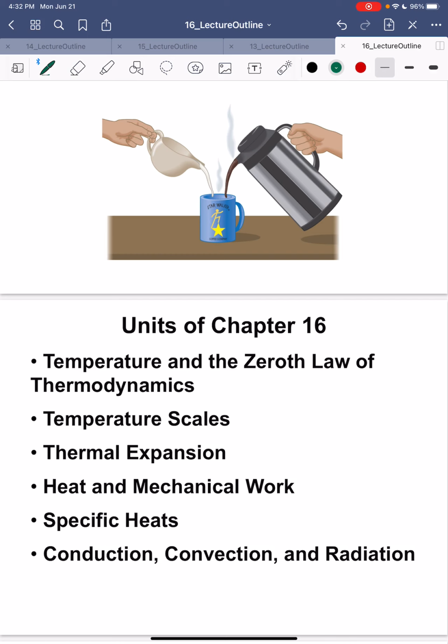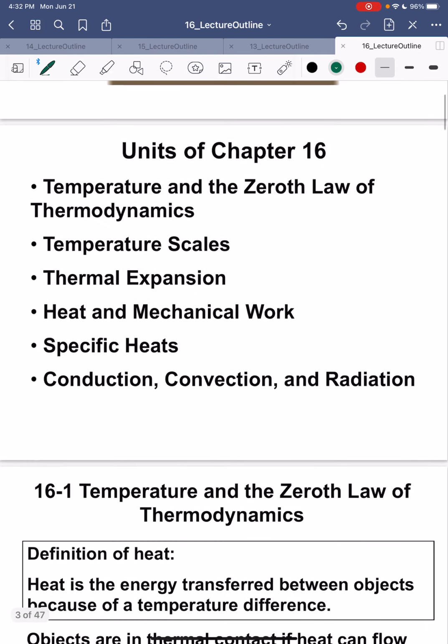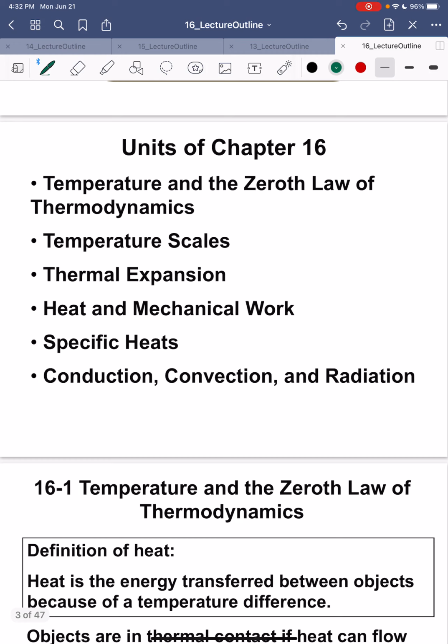We are going to talk about specific heats, and we're going to see why different materials reach different temperatures when they are given the same amount of heat. And we will talk finally about transfer of heat with the three different methods: conduction, convection, and radiation.